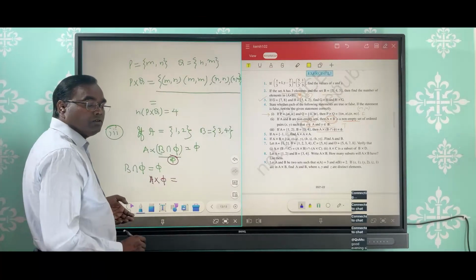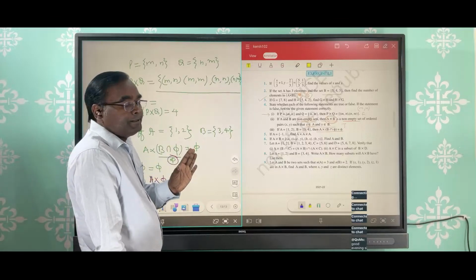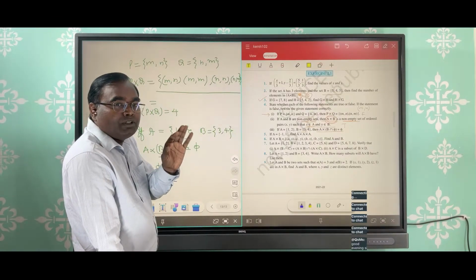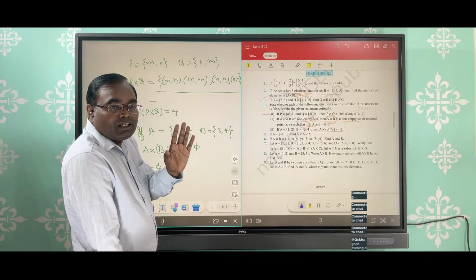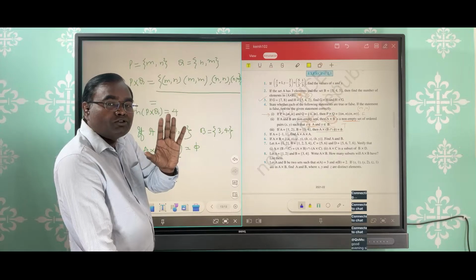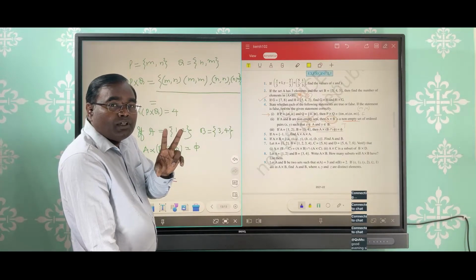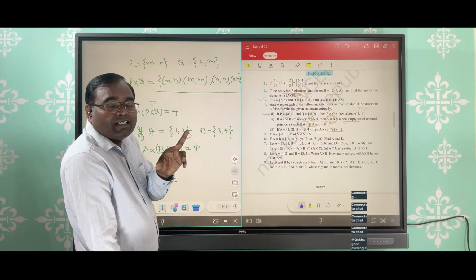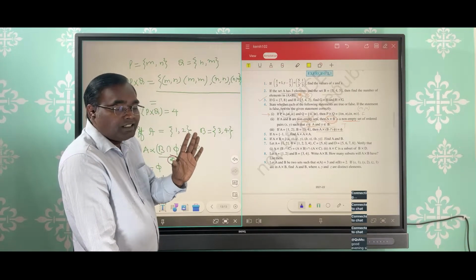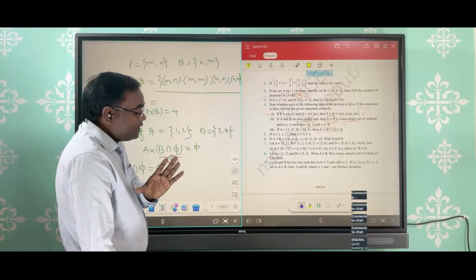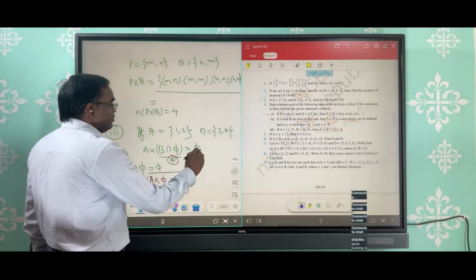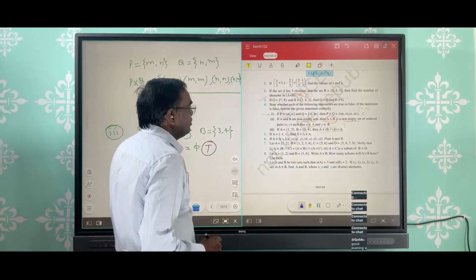So we have already read the properties of the Cartesian product: if any one of the sets of the Cartesian product is infinite, the Cartesian product will become infinite. If any one of the sets of the Cartesian product is empty, then the Cartesian product will be the empty set also. So this will give the empty set. So the answer is true. This is true.